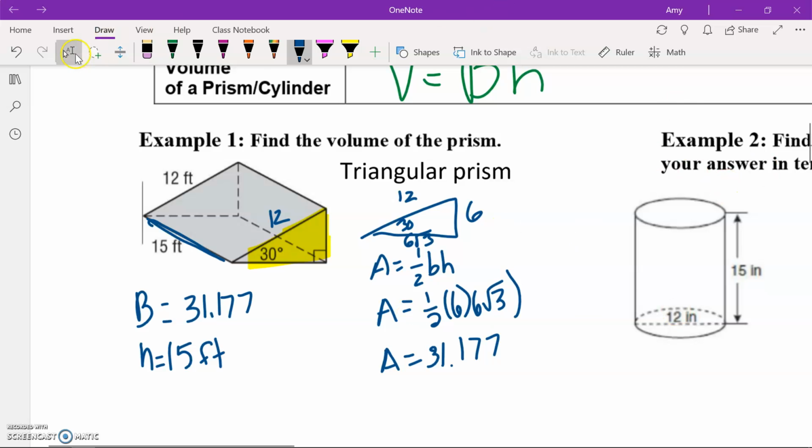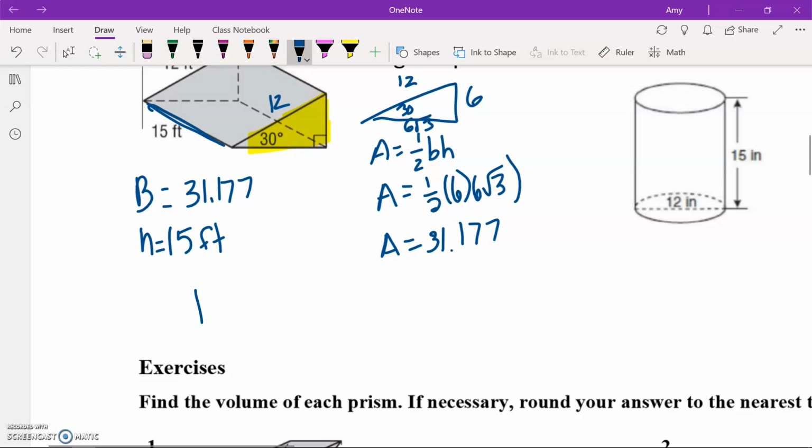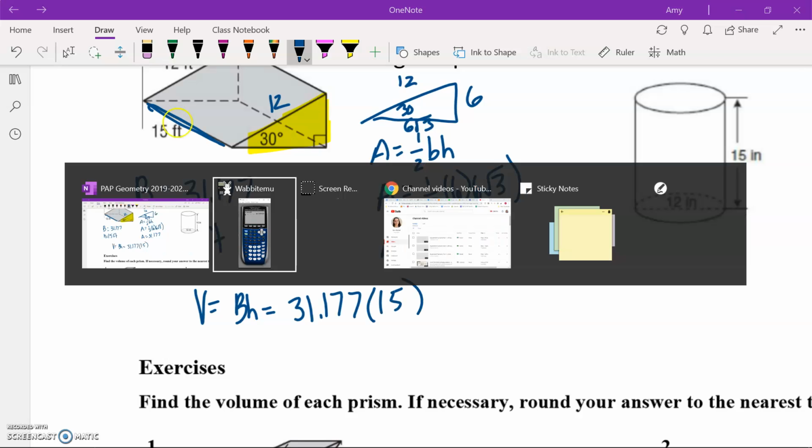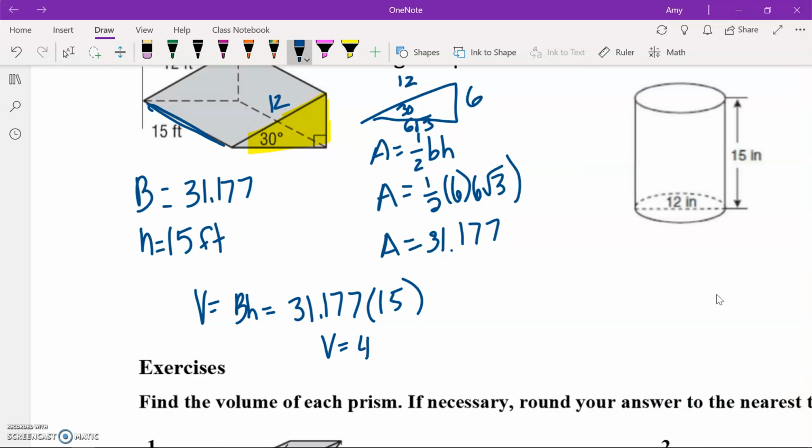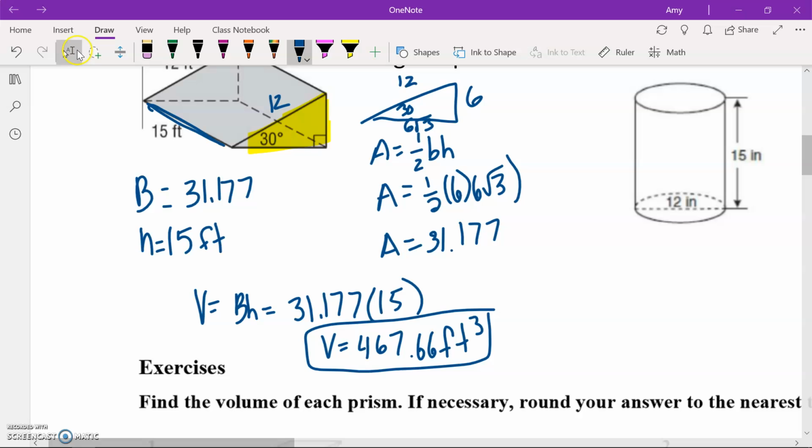So now that we know our base and our height, we can calculate our volume. So volume is BH, which will be 31.177 times 15. And so I can take my calculator again and do 31.177 times 15. And we get that the volume is about 467.66. So that's 467.66 cubic feet, because volume is done in cubic units. And you notice that I left 2 decimals in my final answer.